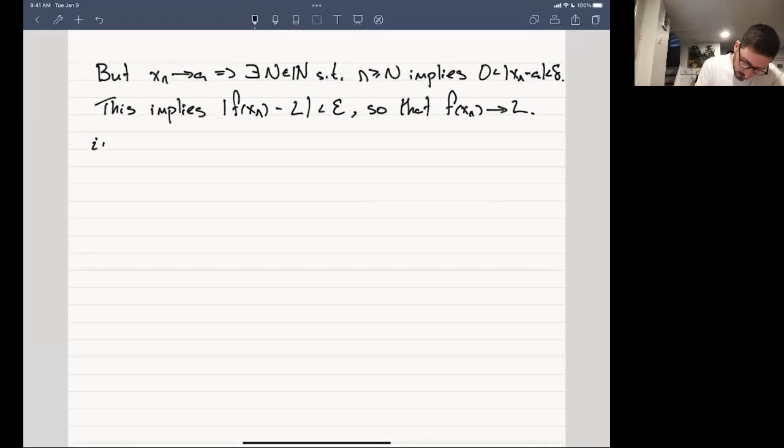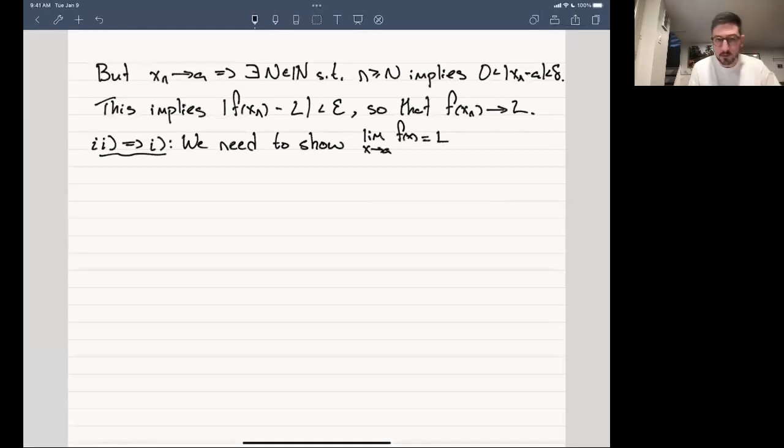Okay, so the next thing we want to do is prove that the other way around works. If I give you the sequential definition, I'm going to show you that the epsilon delta definition works. So we need to show that the limit as x approaches a of f of x is equal to L. Here's what we'll do: we're going to assume that this is false, and then we'll find a contradiction.